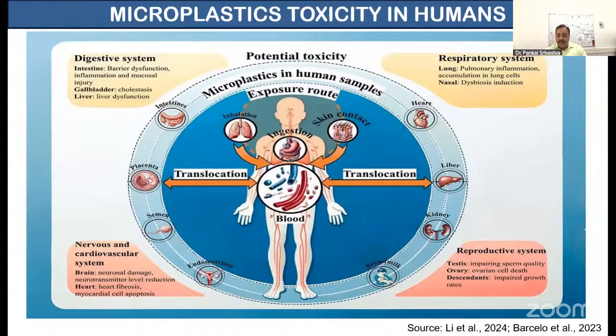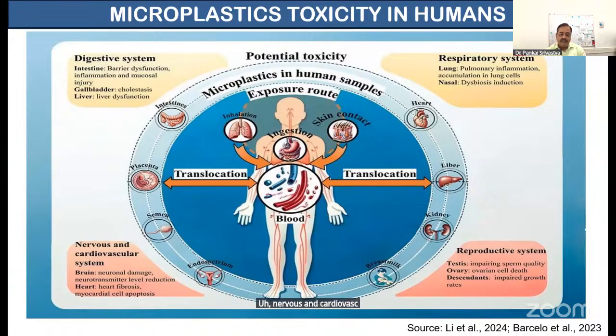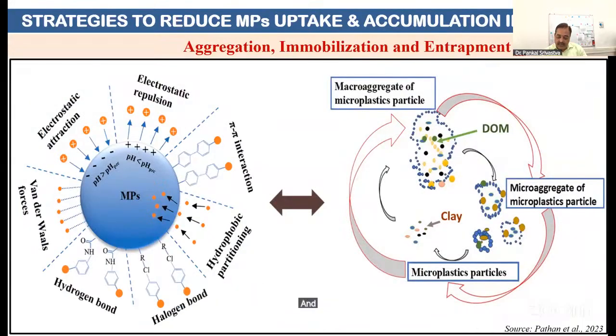And again, it is very well established that the reproductive system, respiratory system, digestive system, nervous and cardiovascular system, each and every body organ, gets this tiny polymer particle deposited upon ingestion of these contaminated food products. And this is again one area of R&D that we have initiated at our institute.